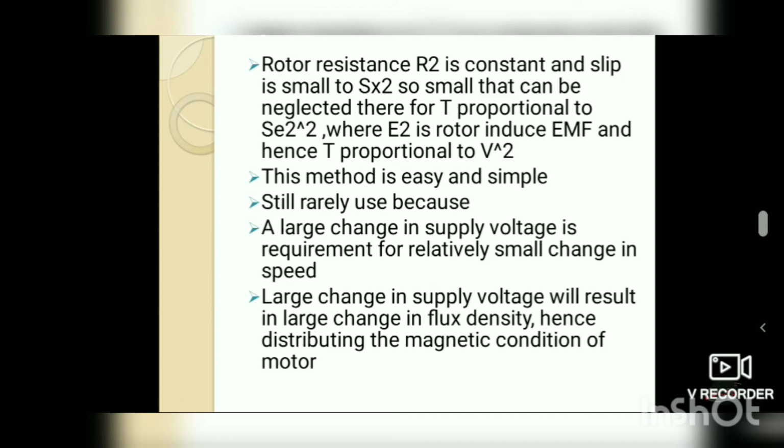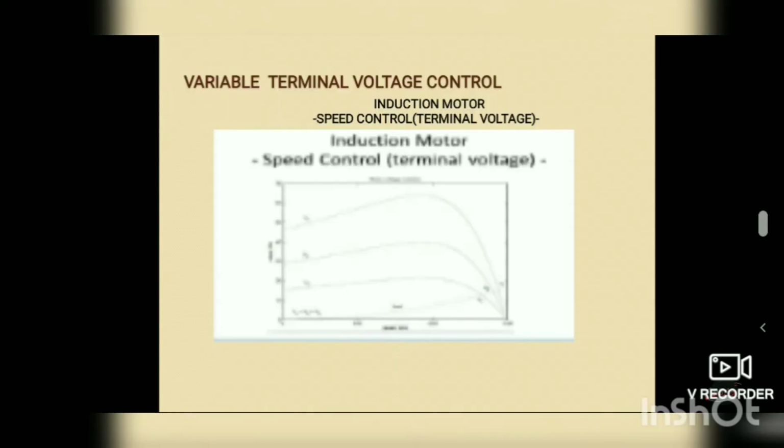This method is easy and simple, but it is rarely used. A large change in the supply voltage is required for a relatively small change in speed. A large change in supply voltage will result in a large change in flux density, hence disturbing the magnetic condition of the motor. Variable terminal voltage control of induction motor is shown in the figure.